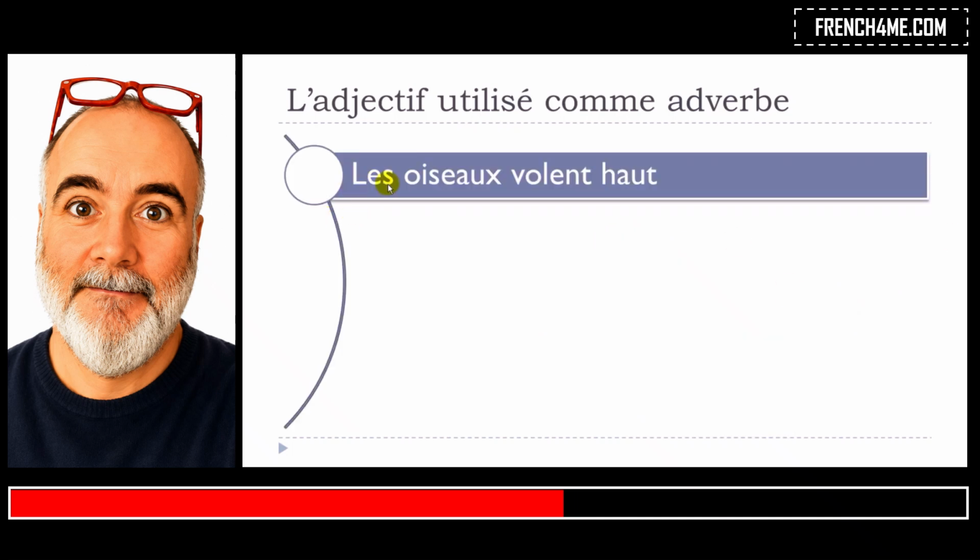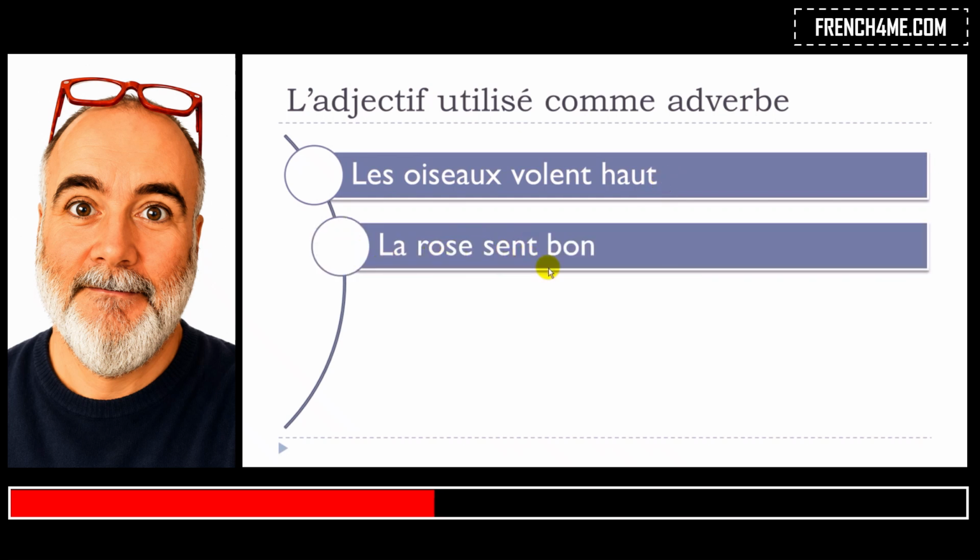The first one, les oiseaux volent haut. Okay, so you can see that here you've got haut, and it's an adjective, but as we connect it directly to the verb voler, it is an adverb. All right, so it's an adjective that has been changed into an adverb. Okay, so les oiseaux volent haut.